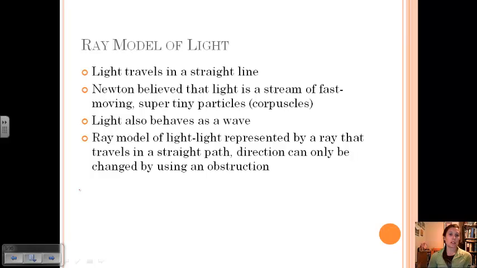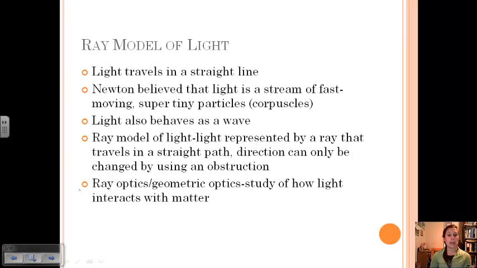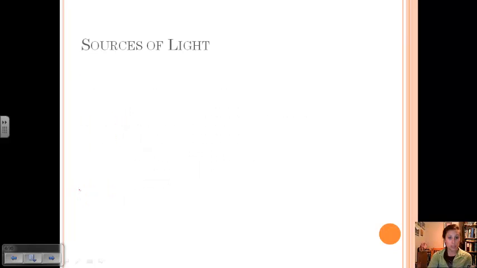Well, for our purposes, we're going to look at the ray model of light, which says that light is represented by a ray that travels in a straight path, and the direction can only be changed if there's some sort of obstruction. So kind of like sound, it hits the obstruction, reflects back, and is changed. So ray optics, or geometric optics, is the study of how light interacts with different types of matter, and that's what we're going to look at in this section, how different things are illuminated.